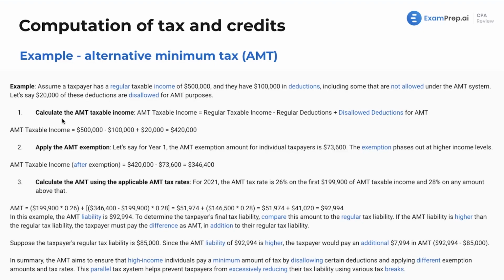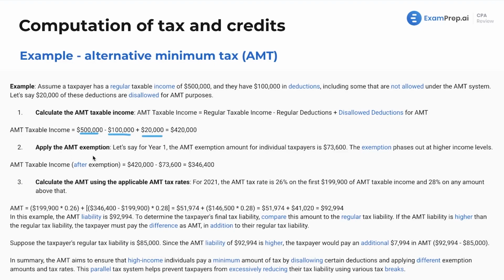This is the calculation here. Calculate the AMT taxable income. So this is an alternative taxable income. This is going to be your regular taxable income, and you're going to reduce it by any regular deductions, and you're going to add back any disallowed deductions for AMT. Again, you don't need to know what those are. You don't need to know any of this. This is just for your own purposes. So we start out with normal taxable income. We're going to subtract normal deductions, and we're going to add back disallowed deductions.